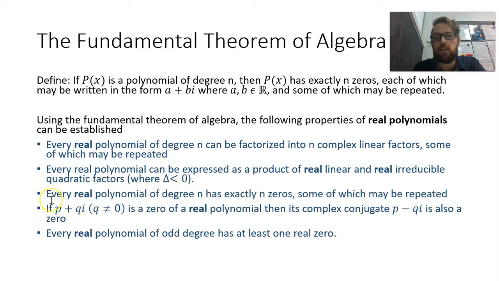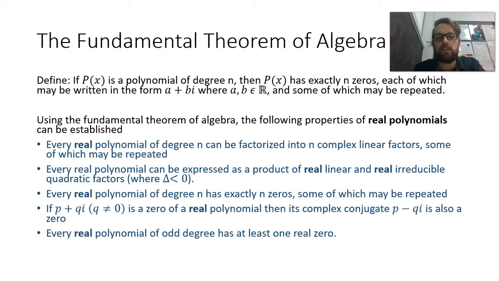Next one, every real polynomial of degree n has exactly n zeros, some of which may be repeated. So again, that was in the definition. If p plus qi, where q is not 0, is a zero of a real polynomial, then its complex conjugate, so we just change the sign in front of i, is also a zero. And finally, every real polynomial of odd degree has at least one real zero, because the complex ones have to come in pairs. If we have an odd degree, one of them has to be real. So that's just a bit of a definition.